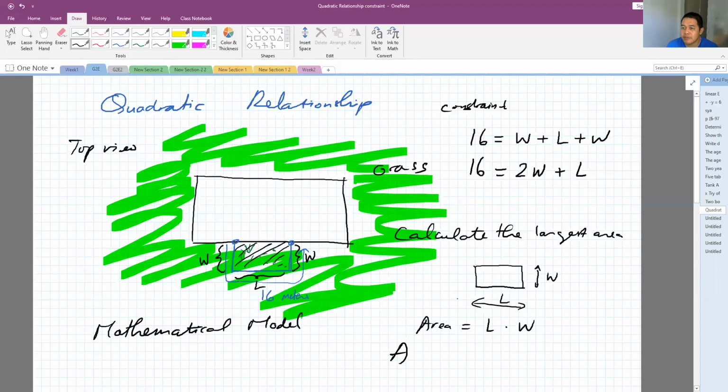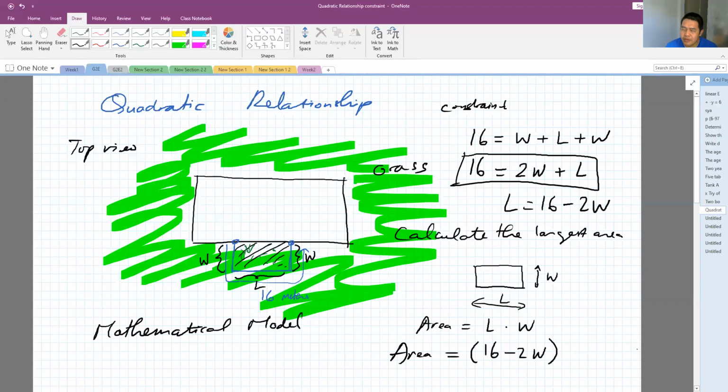So for example, we want to express the area in terms of the width. In that case, we have to substitute whatever the length is from this equation. So from this equation, we got that the length equals 16 minus 2 times the width. And then we can plug it in here. So with the length now equal to 16 minus 2 times the width, we can get the general mathematical model of the area in terms of the width, which is 16 times the width minus 2 times the width squared. Right.